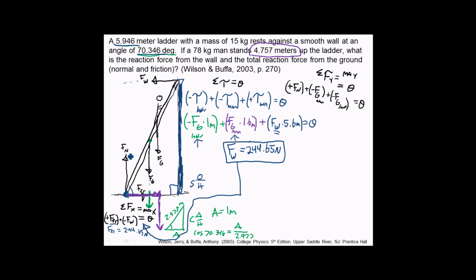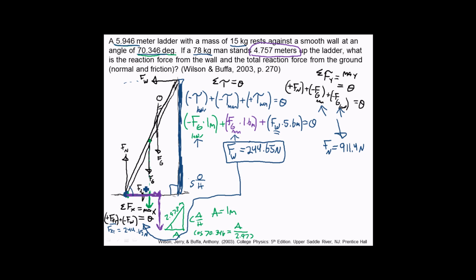Now we need the normal force. So we'll come over here to the forces in the Y. The force of gravity of the man: the man is 78 kilograms, so 78 times 9.8. The ladder, 15 times 9.8. So the normal force will come out to be 911.4 newtons.